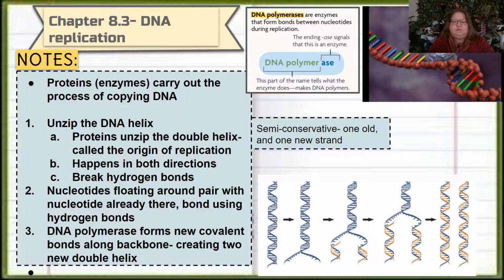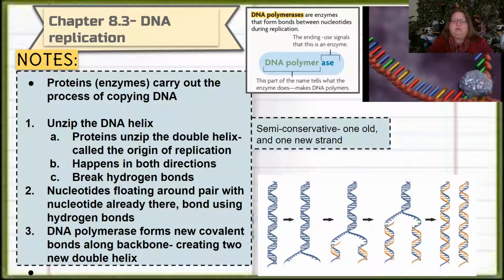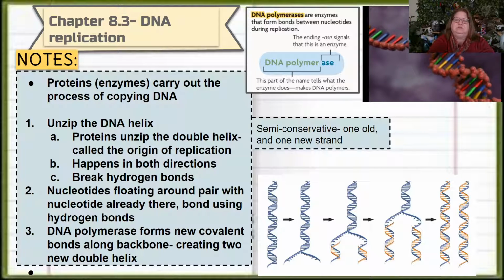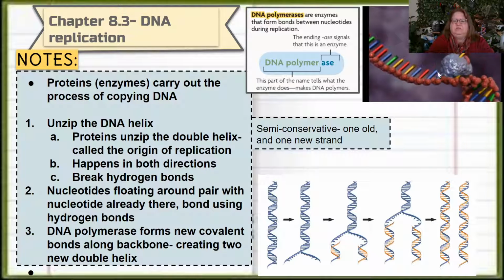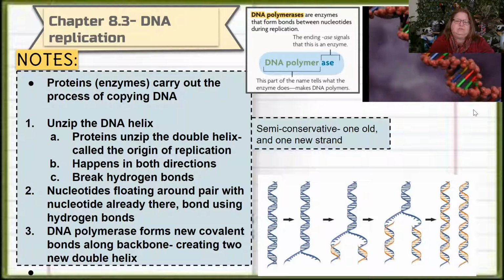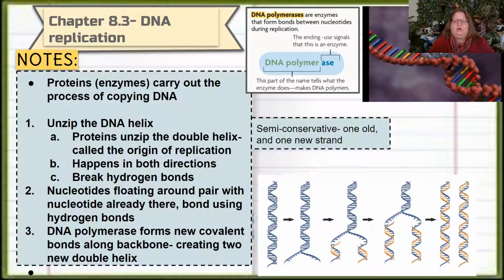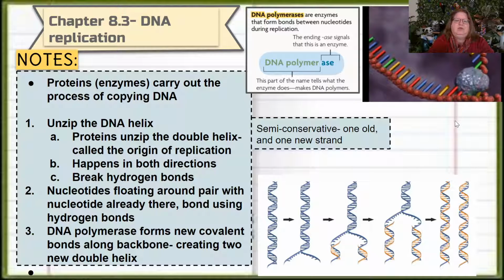One of the first things we need to do when we need to copy DNA, and remember this is happening as part of that S phase of the cell cycle. When you unzip the DNA helix, notice here's our GIF up here. That's what's happening. We're going to unzip the DNA helix, the double helix. There's a protein and enzyme that's going to do that. And as it does that, we're going to call that the replication fork. And where it starts is the origin of replication.